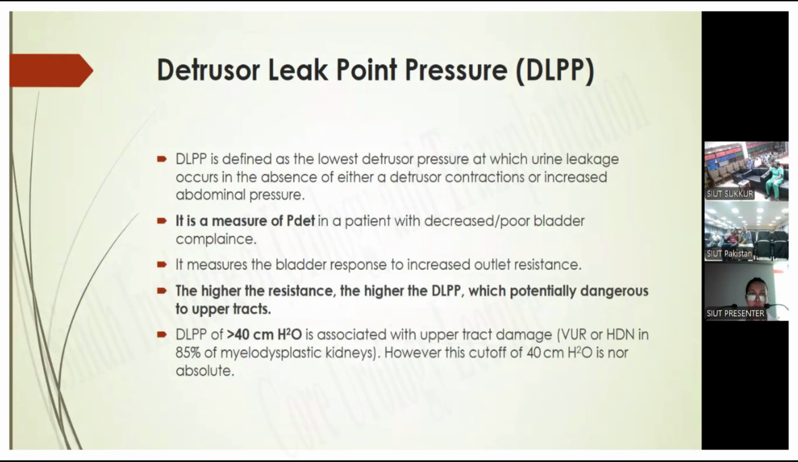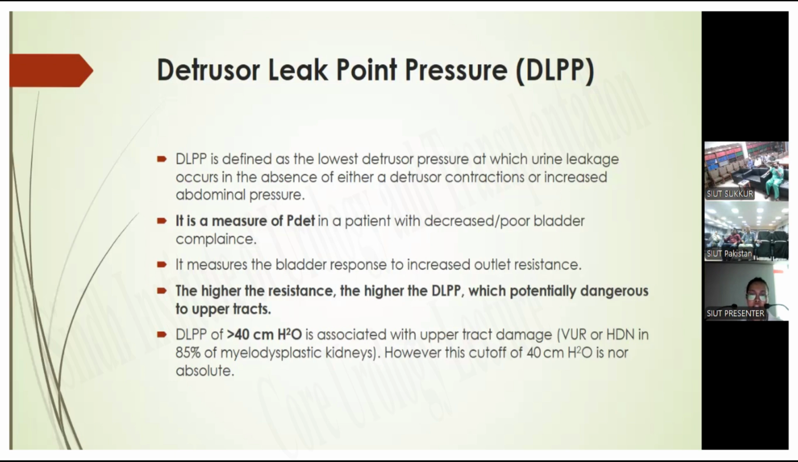Second is the detrusor leak point pressure, DLPP. It is defined as the lowest detrusor pressure at which urine leak occurs in the absence of either a detrusor contraction or increased abdominal pressure. It is a measure of PDAT in a patient with decreased or poor bladder compliance.